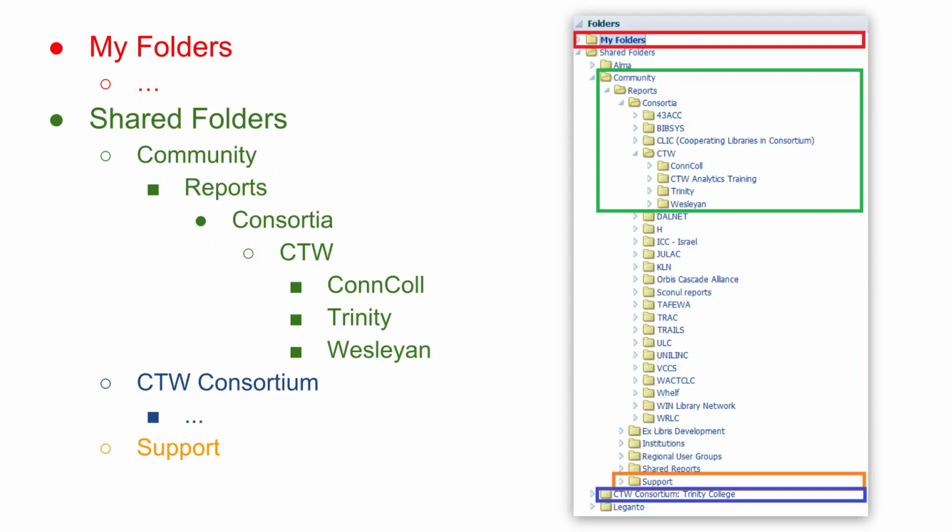Again, my folders is your private one. The one that's in green is essentially the shared. That's where the CTW shared folders are. That's where it's stored, and that's where we're able to see across the consortium. The blue part, which is called CTW Consortium, and then Trinity College or your name, Wesleyan or Conn College, depending on your library, is just for your institution. Even though it says CTW Consortium, it's a misleading name. That piece that's in blue is just going to be for your institution. Then the other orange one is support. I'll go to that a little bit later.